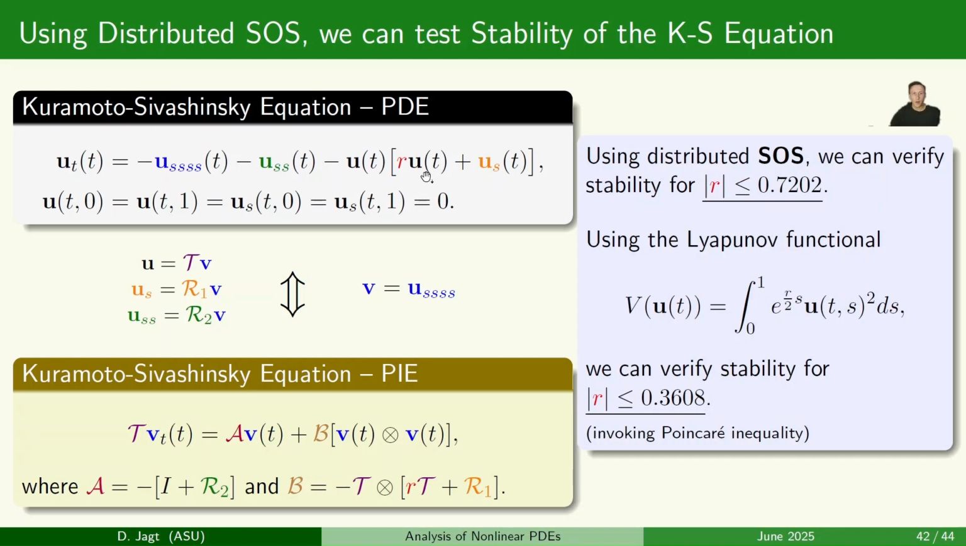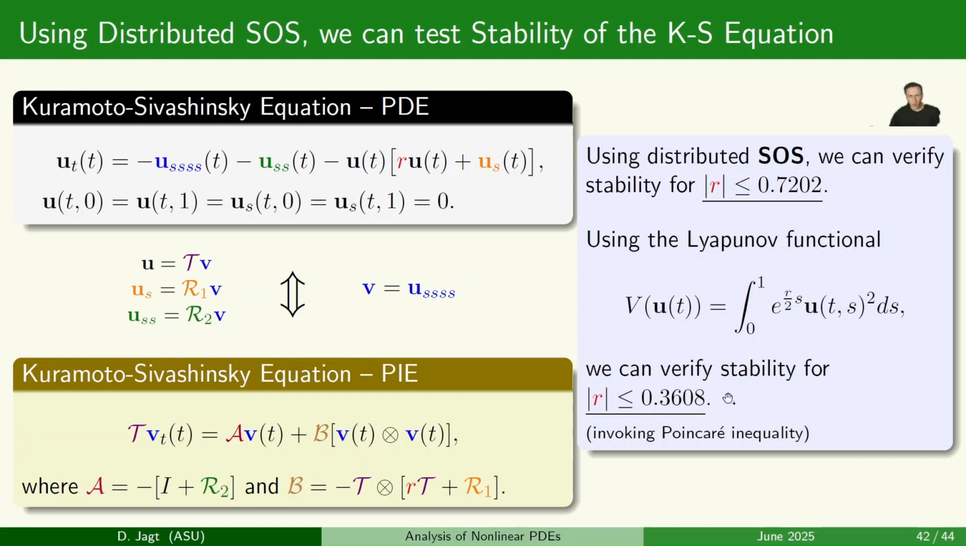And as a final example, we consider a fourth order PDE, namely the Kuramoto-Sivashinsky equation, where again we add this quadratic term scaled by this parameter r. We can construct the equivalent PI representation, and then we were able to verify stability up to a value of r of 0.7202. Whereas analytically, we were only able to verify stability up to 0.3608. So again, that appears to be quite conservative.